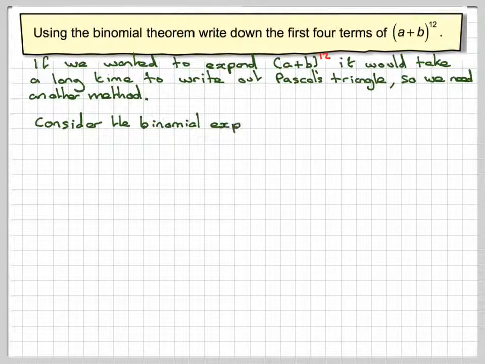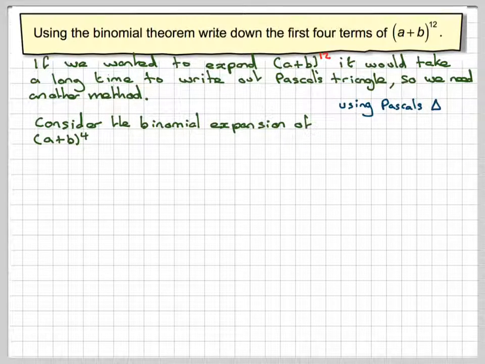So consider the binomial expansion of something really simple, like (a + b)^4. This one we could use Pascal's triangle. Writing out the four lines of Pascal's triangle, 1 plus 1 is 2, 1 plus 2 is 3, 2 plus 1 is 3, etc. This is the line that we want.